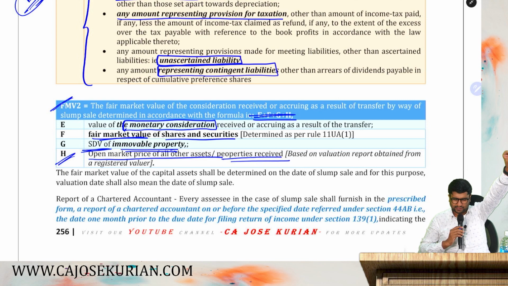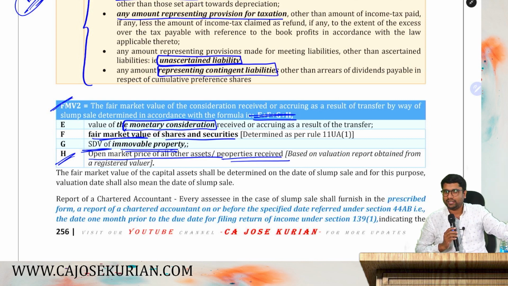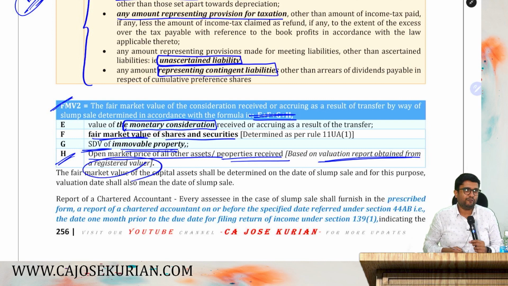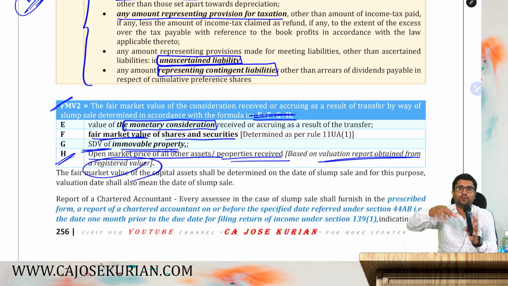So friends, listen. Monetary consideration, you know how to value. Shares and securities, we know it is the old FMV valuation method. Then immovable property, you take the SDV. And finally, if it is any other asset, you take the open market value. But for that, you have to obtain a valuation report from the registered valuer. That value will be given in the question. The only point is you need to identify every value and compute it.